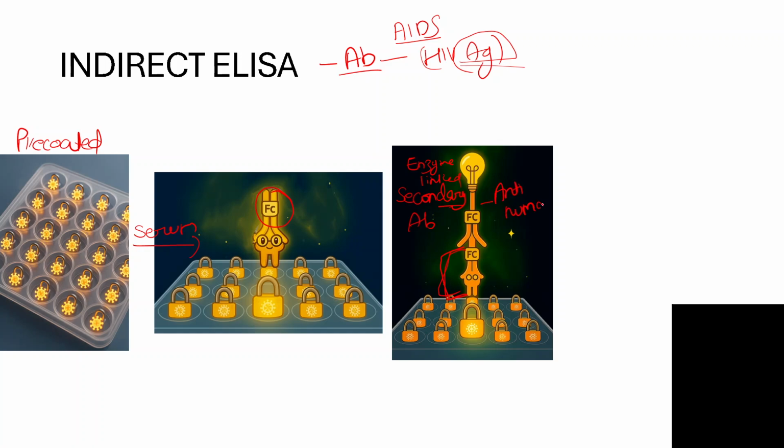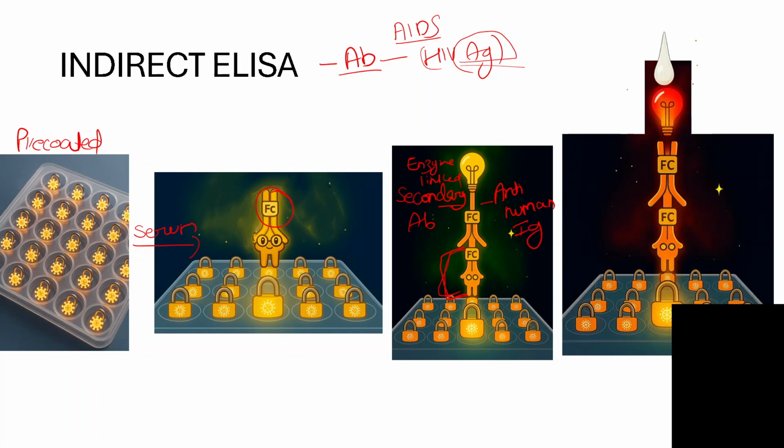So this is also known as anti-human immunoglobulin. Clear? Now when I add my drop of substrate chromogen, the reaction will happen and a color will be produced. This is indirect ELISA.